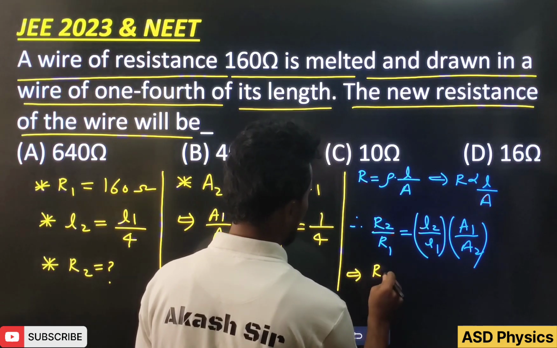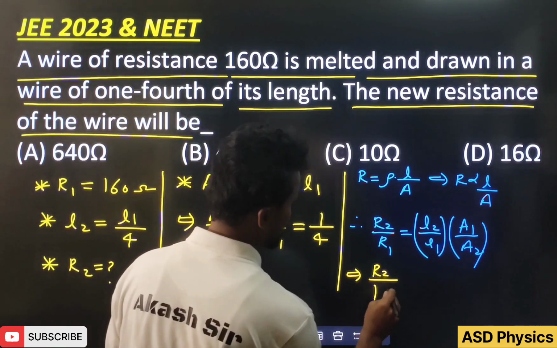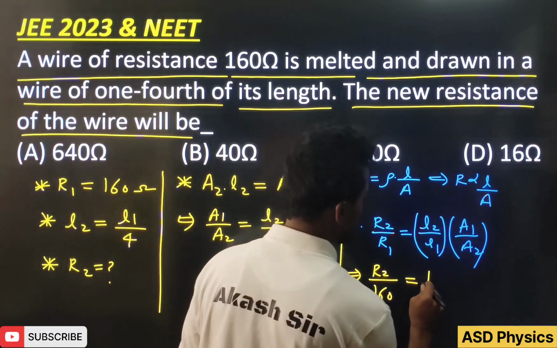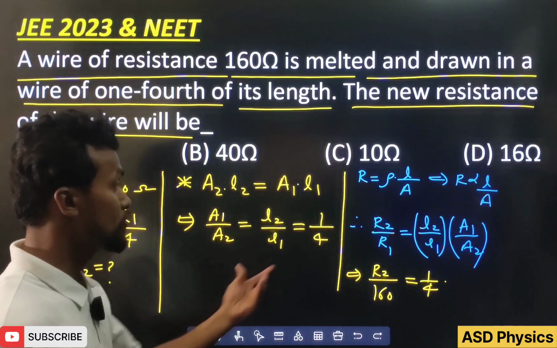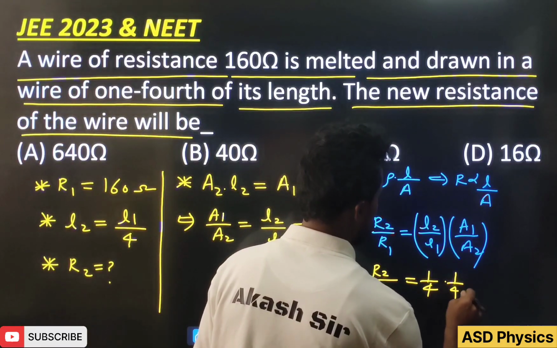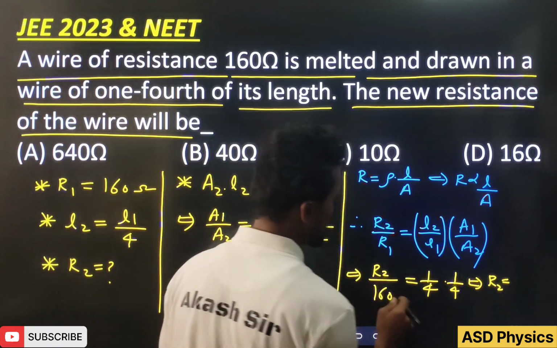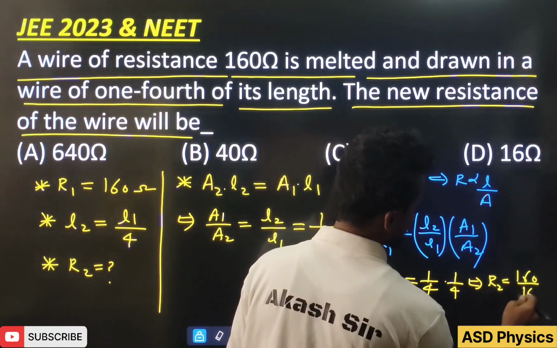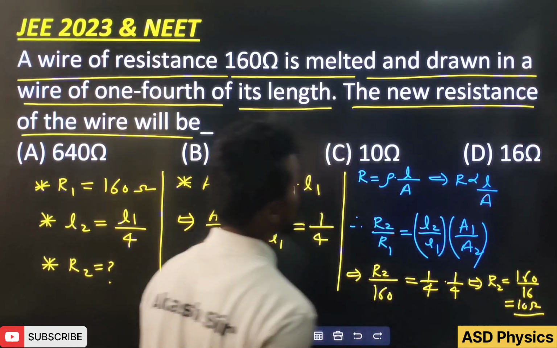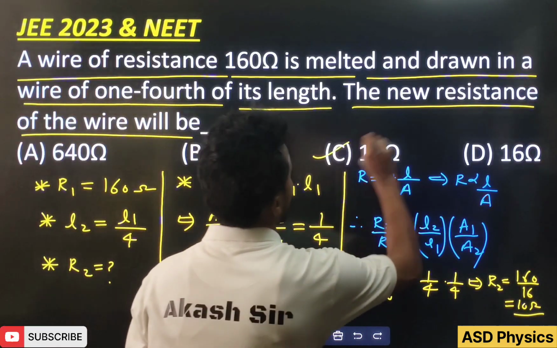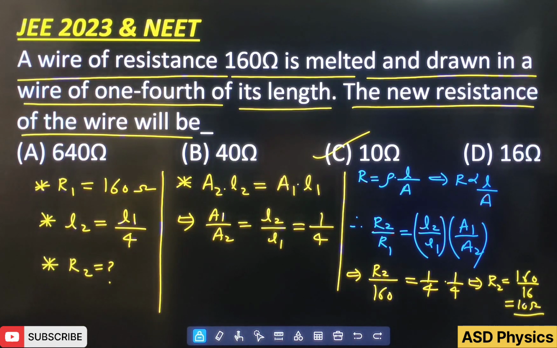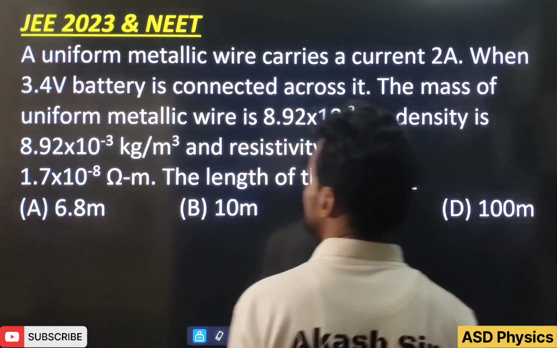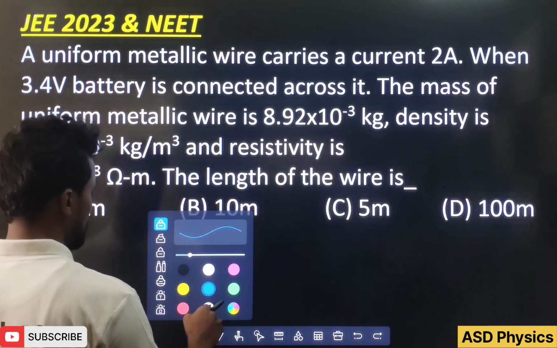So we can write, see, R2 by R1, value 160, is it? Is equal to L2 by L1, we know very well 1 by 4. 1 by 4. And A1 by A2 value, again you can see 1 by 4. That means we can write this R2 is given by 160 by 16. So 160 by 16, when you simplify this, it will come 10 ohm. Is it? So any option is there, 10 ohm, students? Kindly see, option C is the correct answer, is it? So whenever the wire is going to melt, the volume is going to be same, A2 L2 equal to A1 L1. Is it? Great.